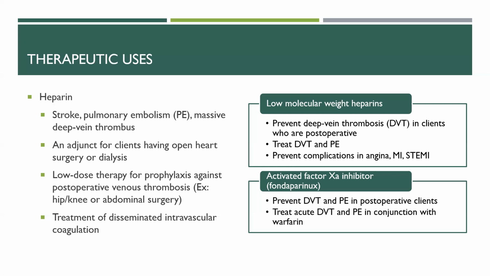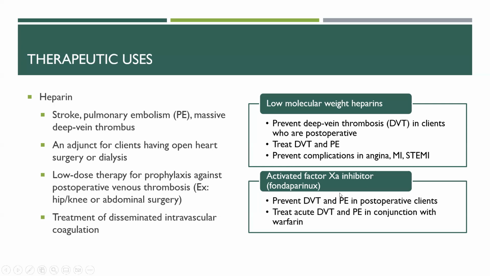So that's why we say heparin is a therapeutic use for this, but it's something that we'll go into more detail when we continue on in the program. Low molecular weight heparins, this is our enoxaparin that we're going to talk about. These prevent deep vein thrombosis, treat DVT and PE, and prevent complications in angina, MI, and STEMIs.